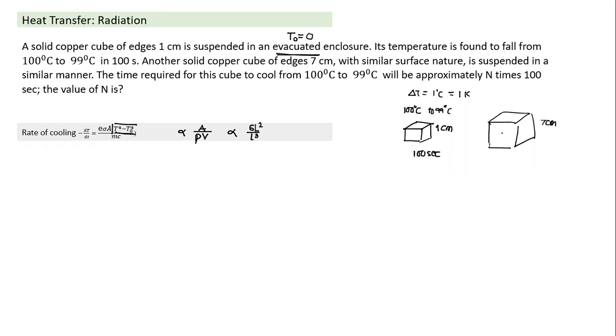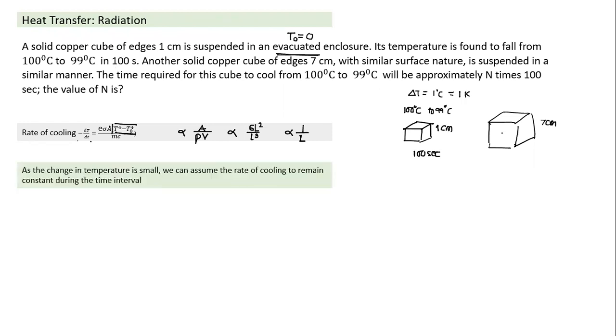In this question, the only thing which is different is the size of the object. So I must find a relationship between rate of cooling and linear dimension. The rate of cooling is inversely proportional to linear dimension if shapes are the same. That is very simple. If the dimension becomes 7 times larger, the rate of cooling becomes 7 times slower. It will take 7 times more time.